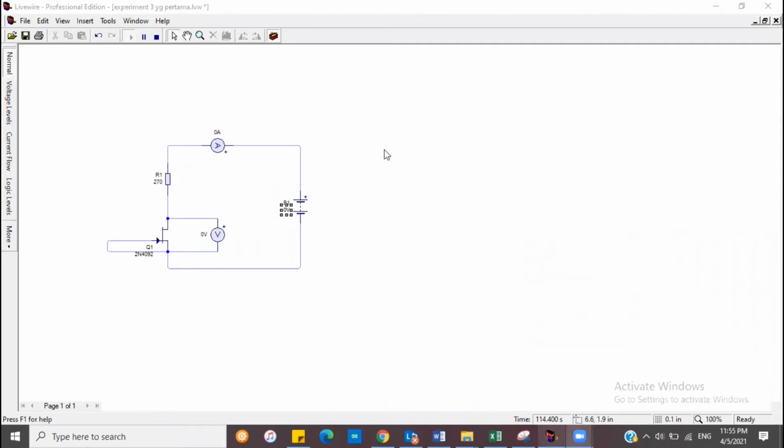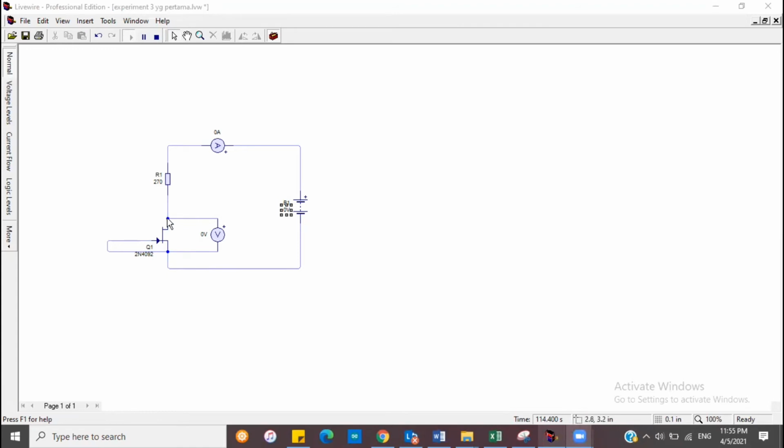Moving on to part 2 of experiment 3. In this part of the experiment, we are going to see the characteristics of the N-channel junction field effect transistor. Basically, this circuit shows the lead location for the transistor, which is here.